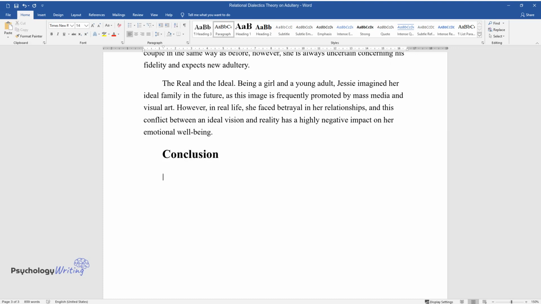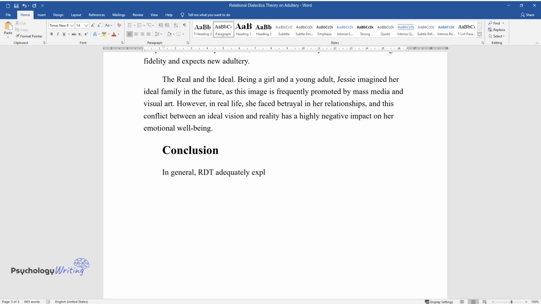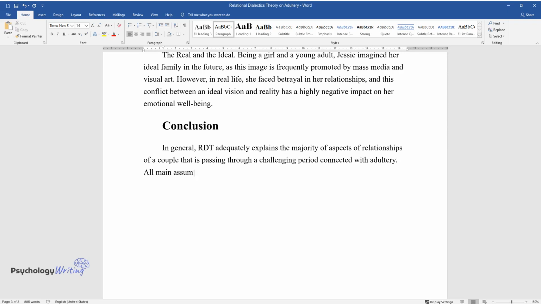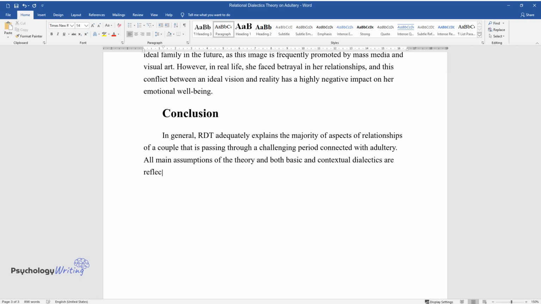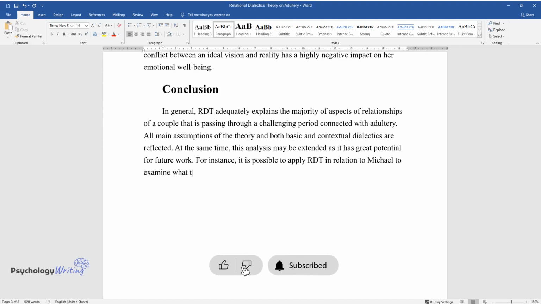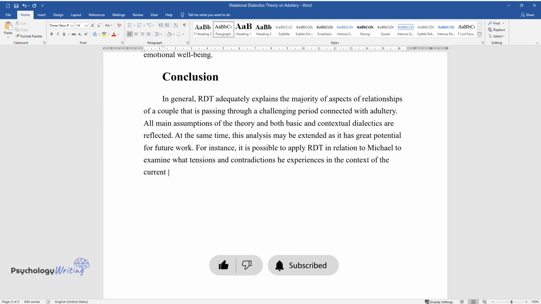Conclusion. In general, RDT adequately explains the majority of aspects of relationships of a couple that is passing through a challenging period connected with adultery. All main assumptions of the theory in both basic and contextual dialectics are reflected. At the same time, this analysis may be extended as it has great potential for future work. For instance, it is possible to apply RDT in relation to Michael to examine what tensions and contradictions he experiences in the context of the current situation.